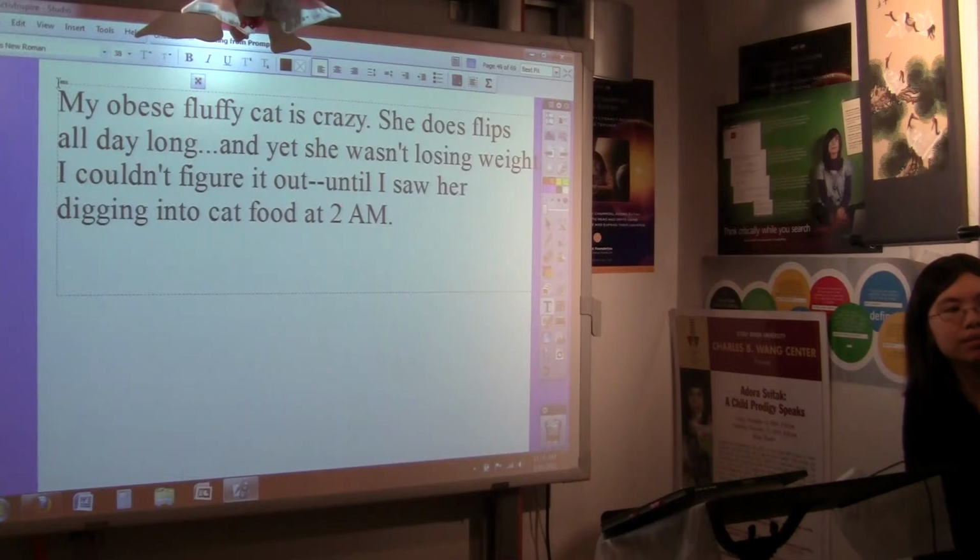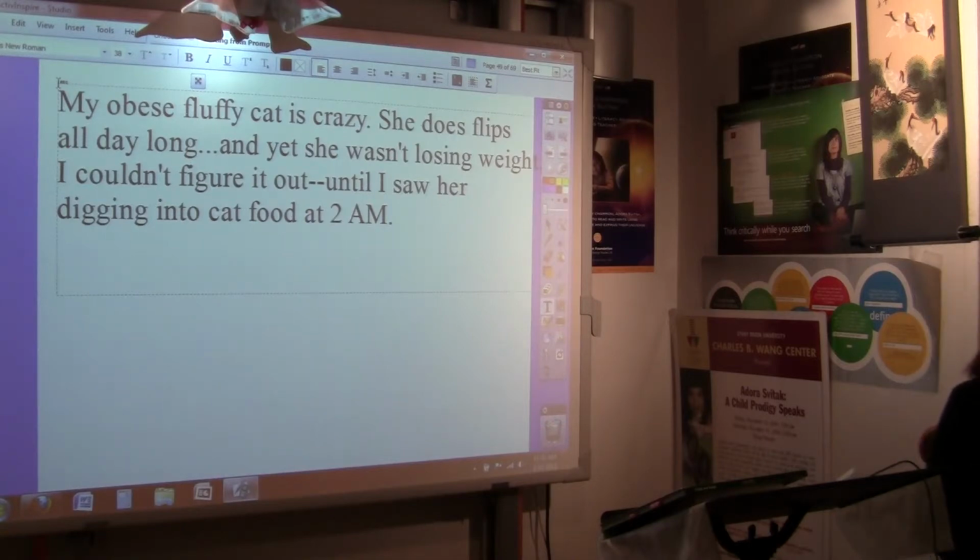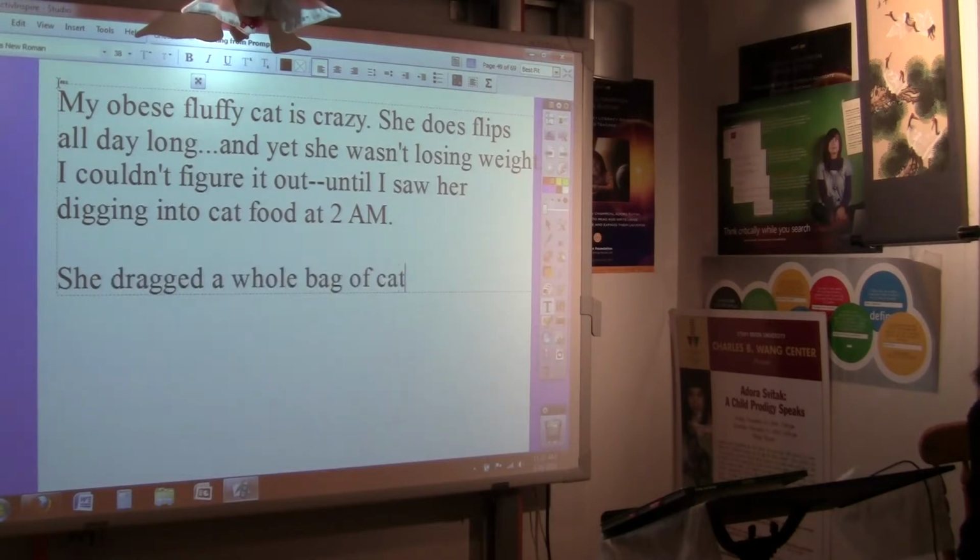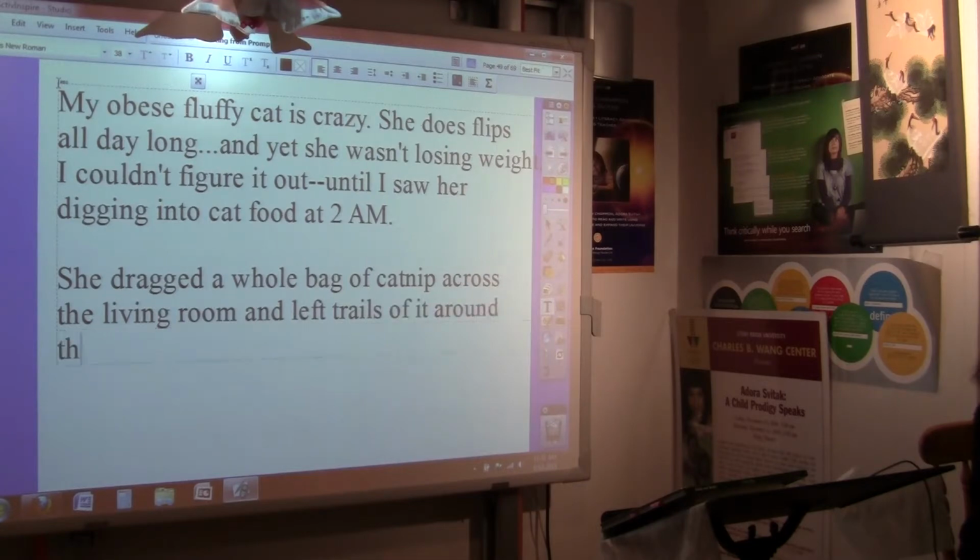The evidence. Catnip, sometimes. Jumping around the street. Okay, she scratched, maybe she dragged a whole bag of catnip across the living room and left trails of it around the house as if she were Hansel or Gretel leaving breadcrumbs.